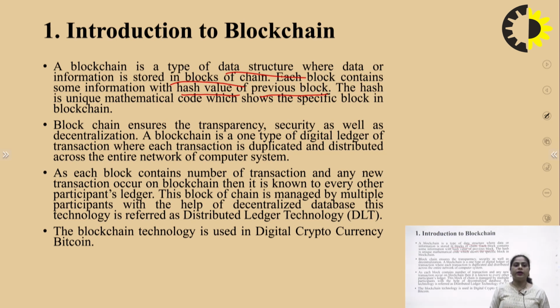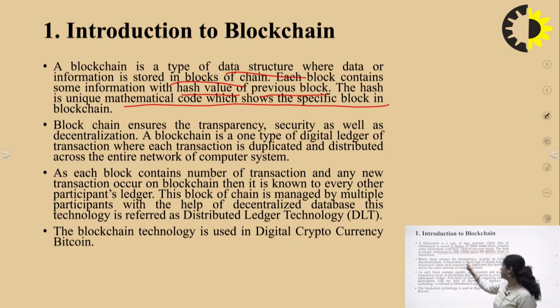The block contains the header value, the transaction, the nonce value, the hash value, and also the hash value of the previous block, so that they can form the chain with that previous block's hash value. The hash is a unique mathematical code which identifies the specific block in the blockchain. Always remember that the hash value is the unique code.